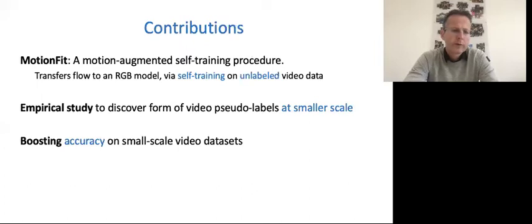So the contribution we're making here is an architecture we call MotionFit. So this is a motion augmented self-training procedure. And what it does is transfer optical flow information to an RGB model via a self-training procedure on unlabeled video data. We present an empirical study to discover what form such video pseudo-labels should take at a smaller scale, and we will demonstrate that this can really boost accuracy on small-scale video datasets.